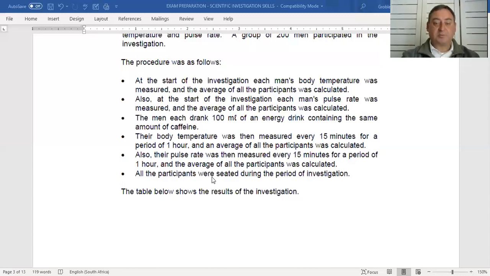All the participants were seated. Why were they seated? Because you don't want them to be running and so on, because that will influence their temperature and their pulse rate. You're checking the effect of the caffeine. That's why this is a very clever precaution taken here. Let them all sit still. Otherwise, it will influence their pulse rate and the temperature. Your investigation becomes invalid when you allow other things to influence your results and you're not testing those things.